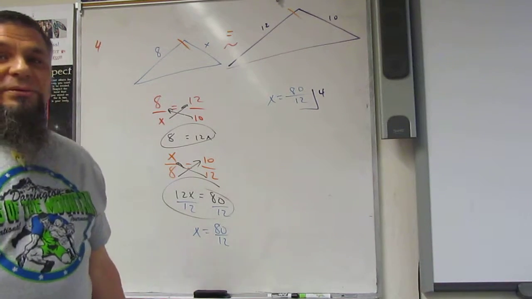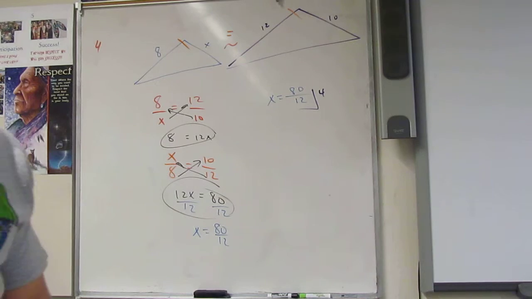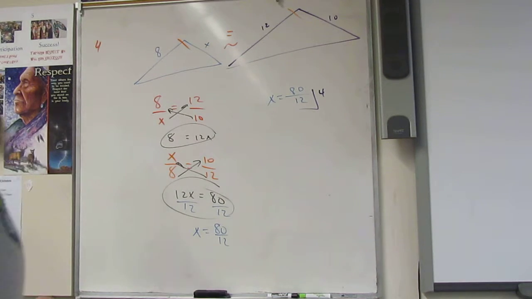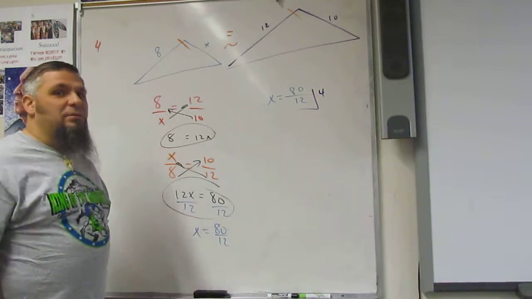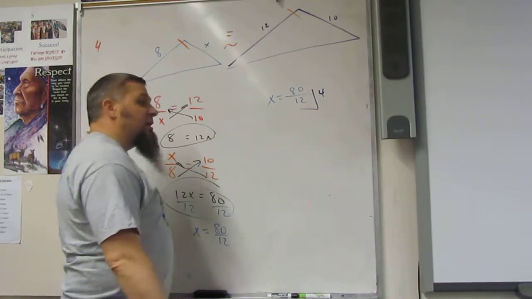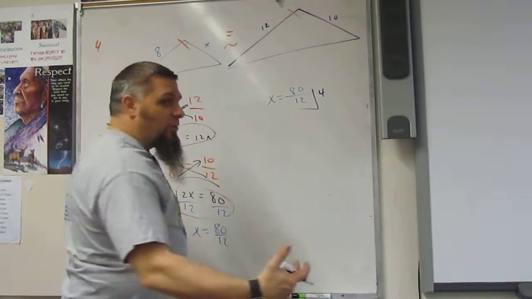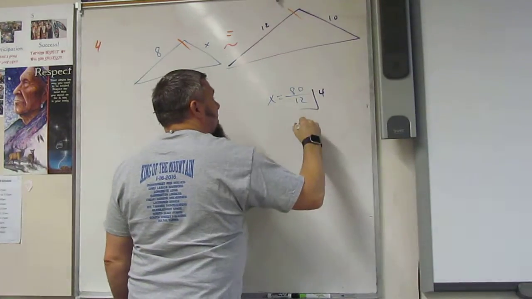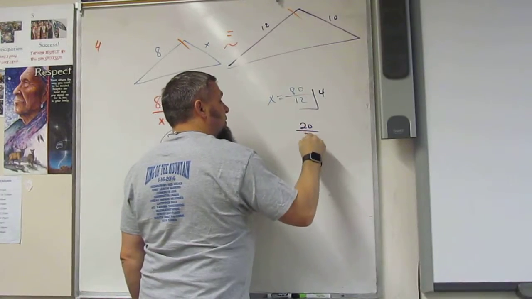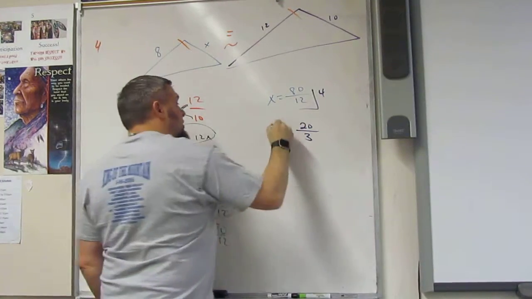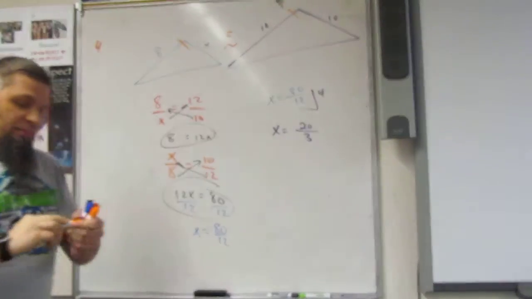Because 12 is what? 4 times 3, right? We already decided that 3 doesn't go into it. So we know that 4 is our greatest common factor. Or we should know that. But we might not. We're going to try 4. 4 goes into 80 20 times. 4 goes into 12 3 times. Right? So x is 20 over 3.